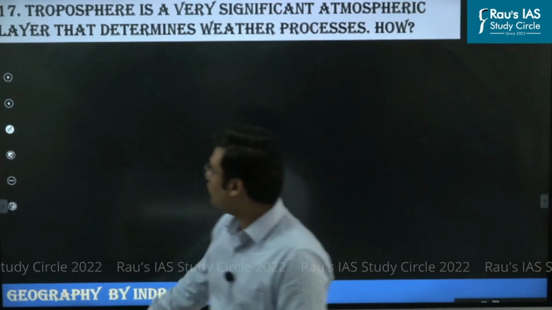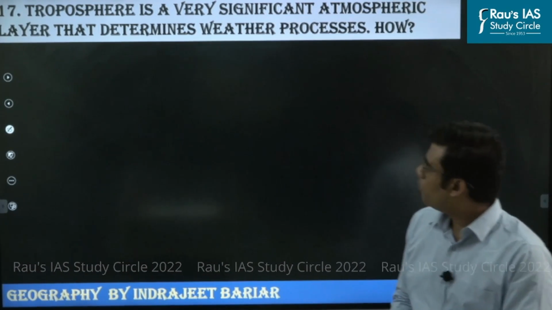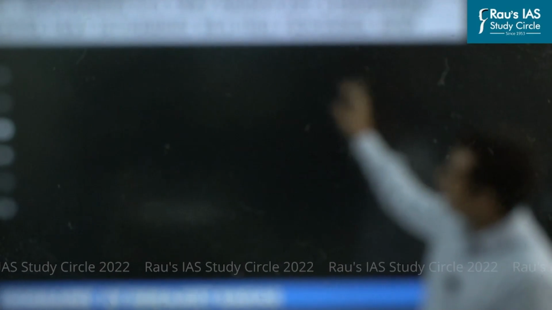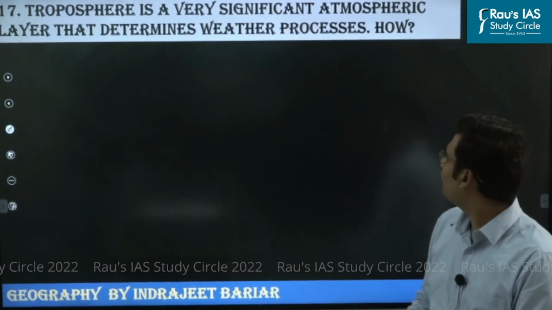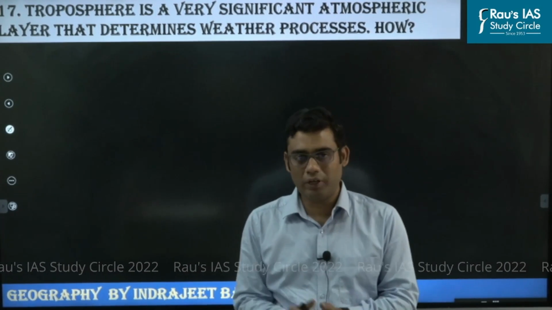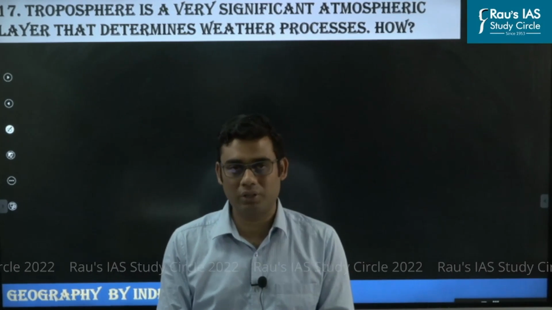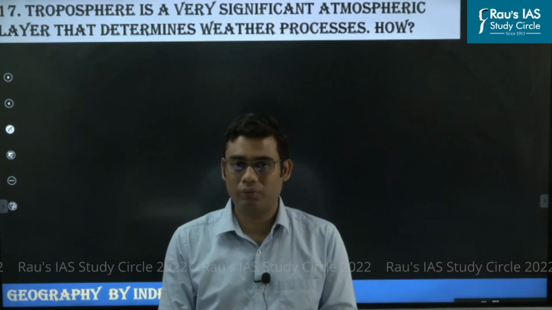The next question, which was the last question, question number 17: Troposphere is a very significant atmospheric layer that determines weather processes. How? Again, a 15 marker, and you can see it is a straightforward, direct static question from physical geography, climatology.